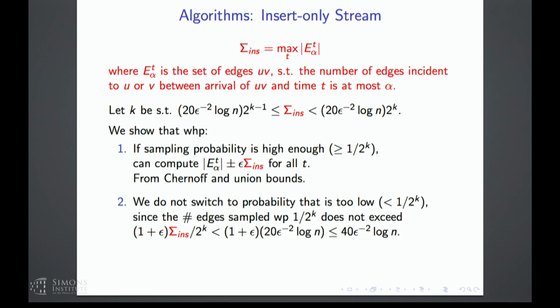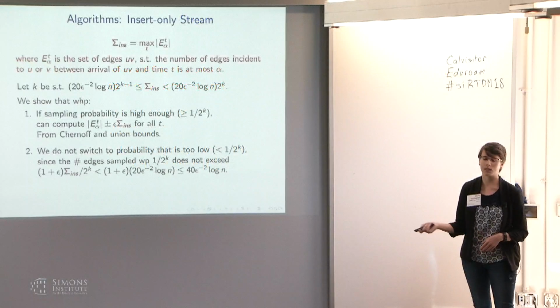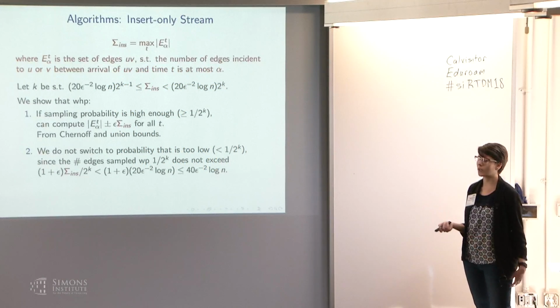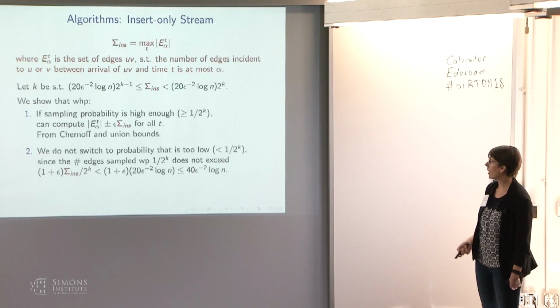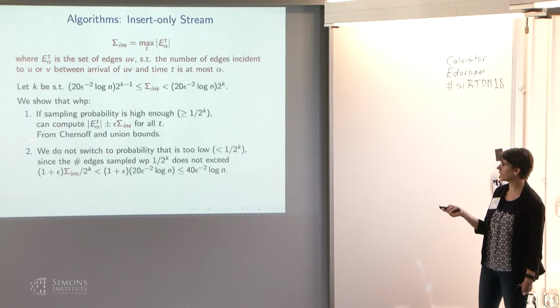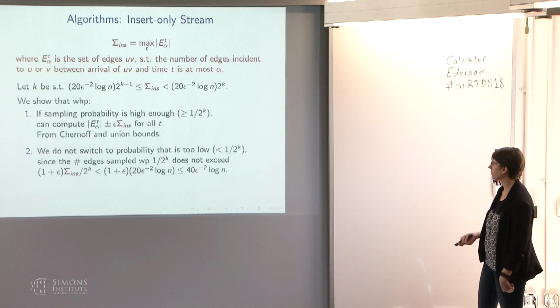And here accuracy is in terms of our sigma insert. So for the largest such set, we get 1 plus epsilon approximation of sigma insert. For smaller sets, we might not get a 1 plus alpha approximation, but we don't care about those because we just care about the maximum one. And so this just follows again from Chernoff and union bounds.